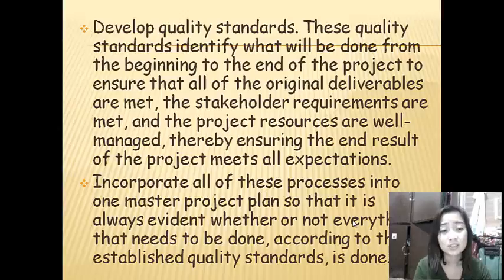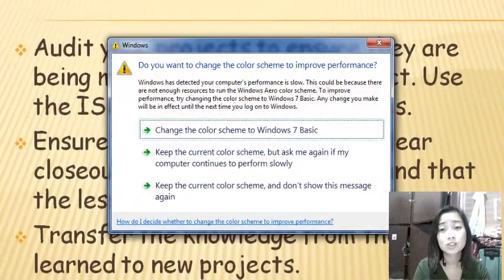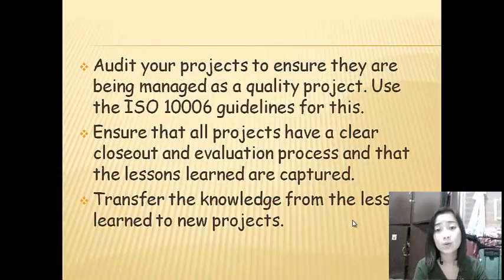Also, incorporate all of these processes into one master project plan so that it is always evident whether or not everything that needs to be done according to the established quality standard is done. Also audit your projects to ensure they are being managed as a quality project. Use the ISO 10006 guidelines for this. Ensure that all projects have a clear closeout and evaluation process and that the lessons learned are captured. Also transfer the knowledge from the lessons learned to new projects.